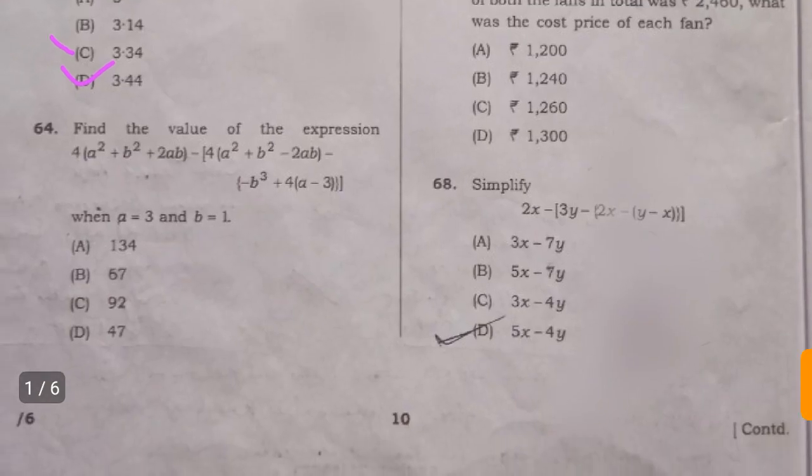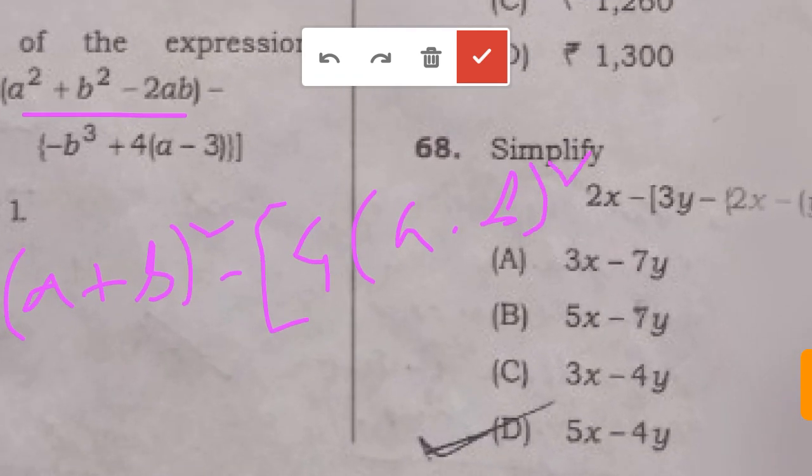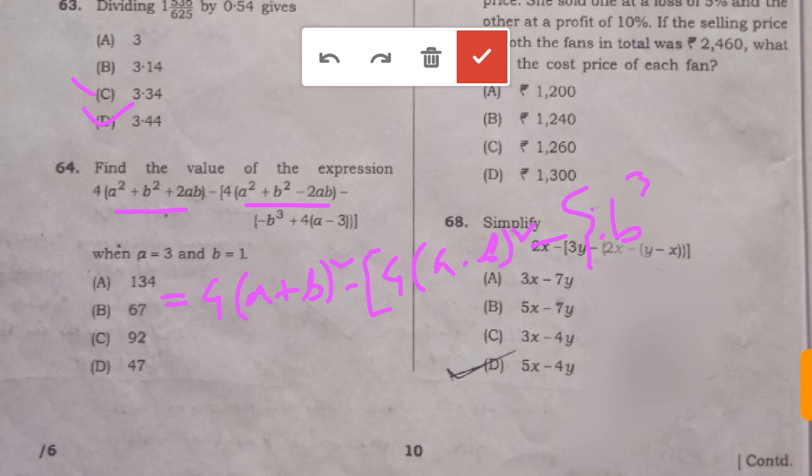Find the value of the expression. We can write the expression by using the formula a plus b whole square and a minus b whole square. Since it is in formula a plus b whole square and this one is a minus b whole square, this will be easier to solve. So we can write it as 4 into a plus b whole square. Since it is a square plus b square plus twice ab, so we can write it a plus b whole square minus under bracket 4 into a minus b whole square. Okay, then minus b whole cube plus 4 into a minus 3.